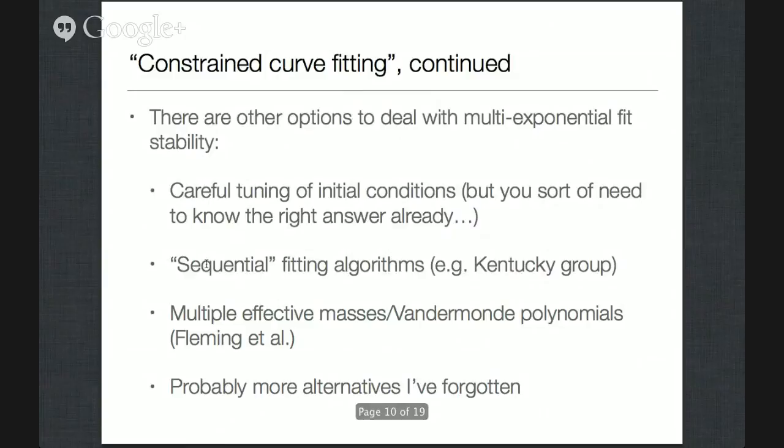And there are other options to deal with this multi-exponential stability, of course. Most of these problems, when I say there's a problem with numerical stability, I just mean you're trying to optimize this chi-squared function. You're trying to find the minimum, and you numerically wander off in the wrong direction in your parameter space. And you can address that if you tune the initial conditions carefully enough. If your guess is close enough to the actual minimum you're looking for, you'll always converge. It's sort of nice to be able to do that, but you kind of need to know the right answer in advance. And especially if you're doing something like a bootstrap or jackknife procedure where you're replicating the data over and over, it's not practical to set the initial conditions carefully enough.